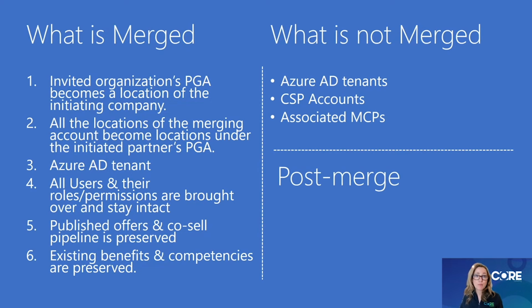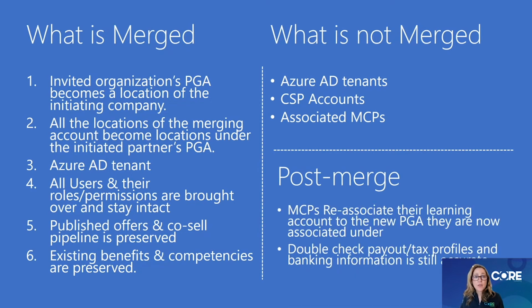So what do you need to do post-merge? Post-merge, again, the invited organization needs to have their MCPs log into Partner Center, go to their profile, and relink their learning account to their new PGA account that they are now associated under. You also want to double check, make sure everything rolled over correctly, make sure you see all your location IDs, make sure you see your Azure AD tenant, double check your payout and tax profiles, and banking information is still the way you want money to be routed underneath your new organizational structure.